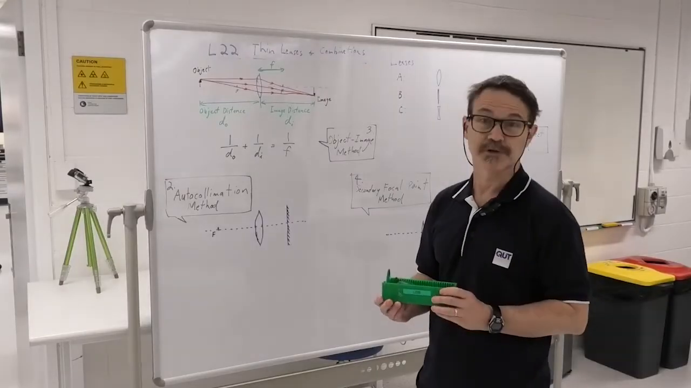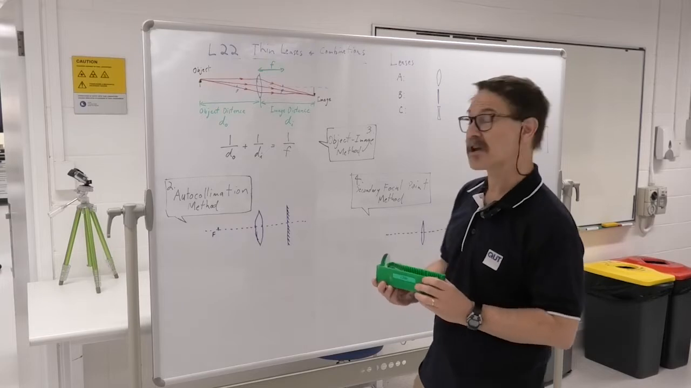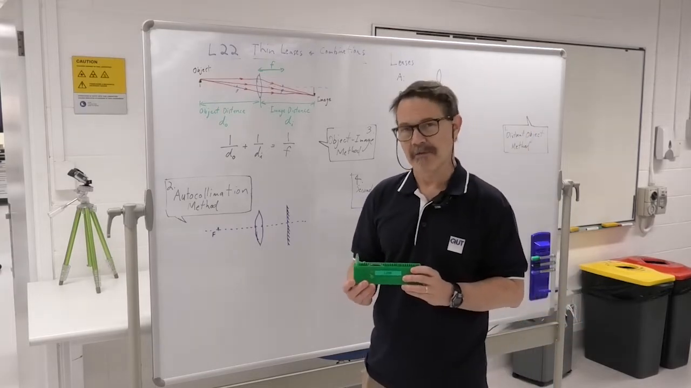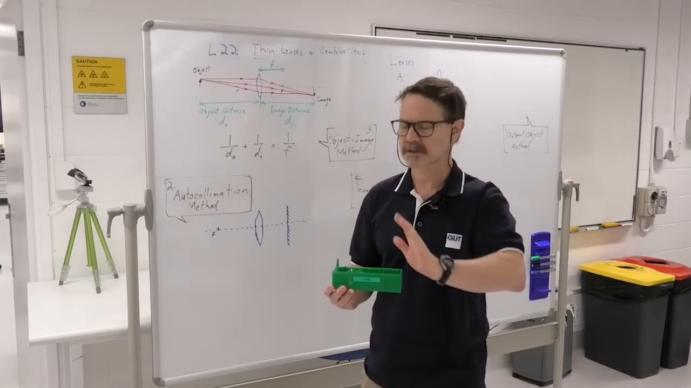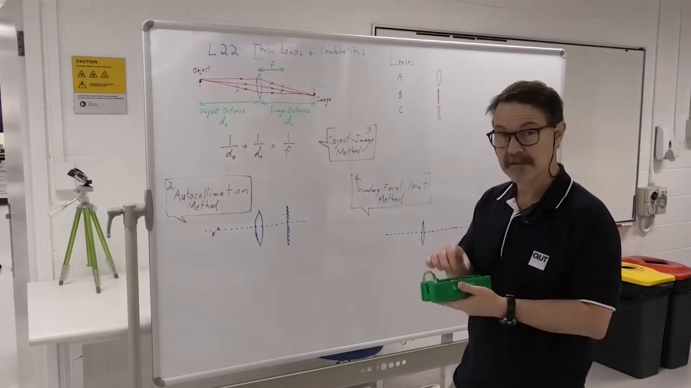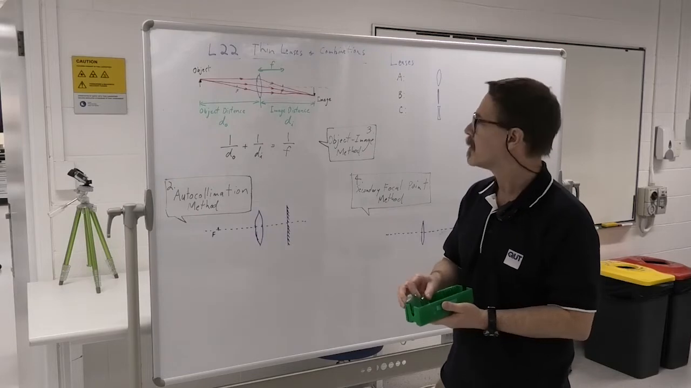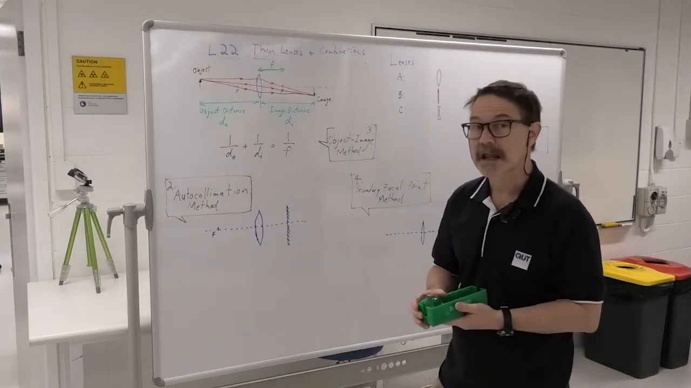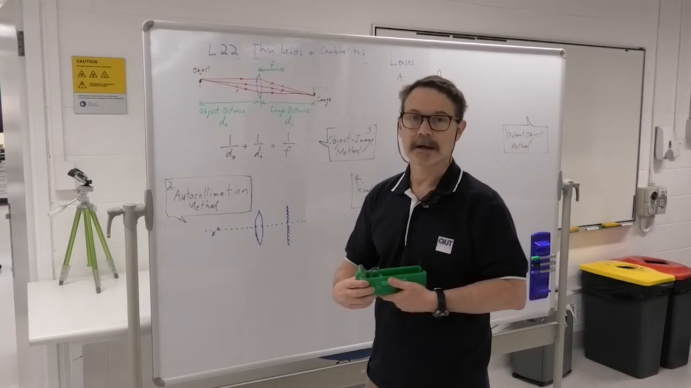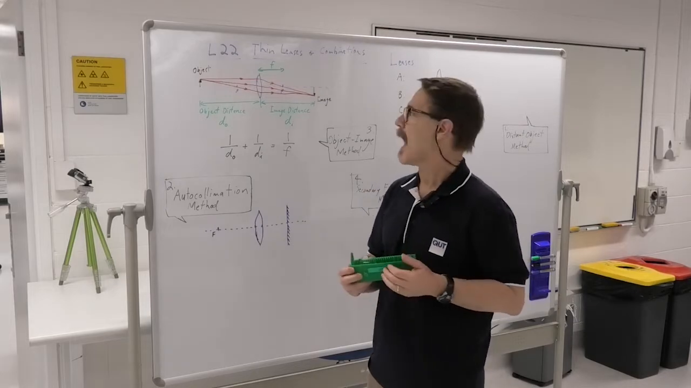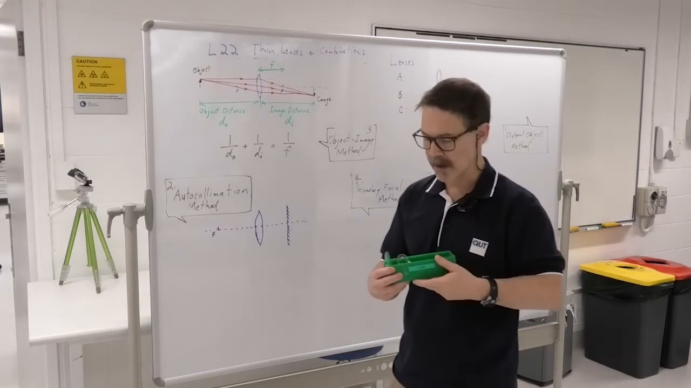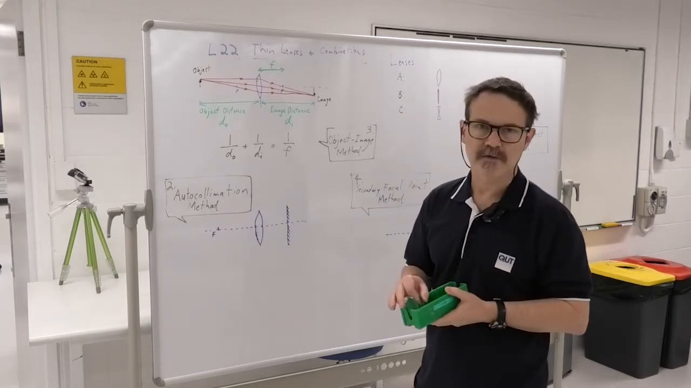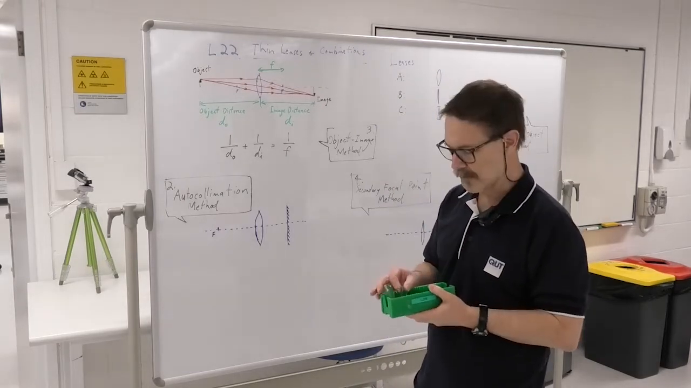G'day and welcome to L22 thin lenses and combinations. Sometimes you'll see it as L22B, it's the same thing. If you see something with L22B, it's the same thing as L22. We're looking at some thin lenses and forming some images, and we're going to be using some different kinds of lenses and putting them together in different ways and seeing what sort of images get formed from that.